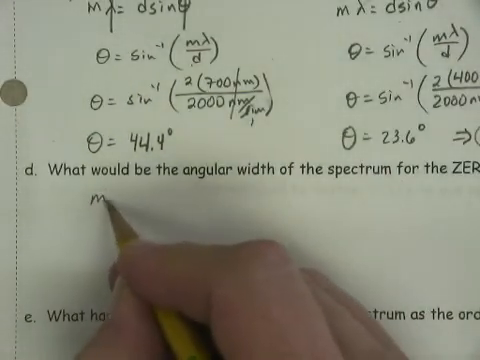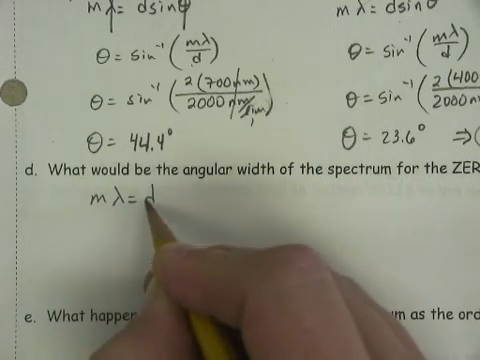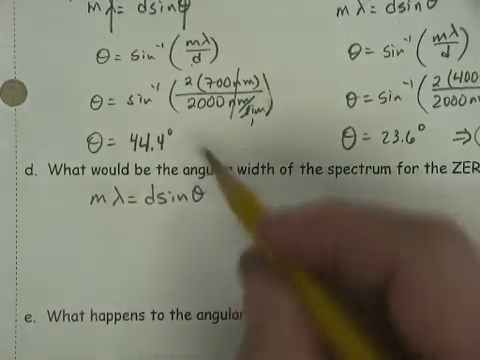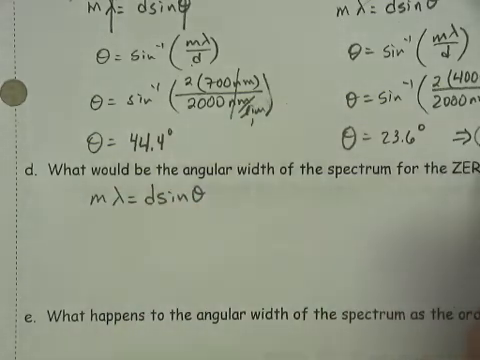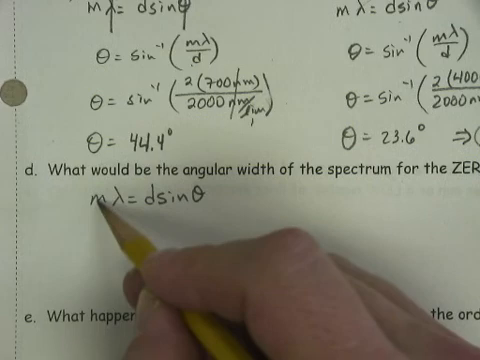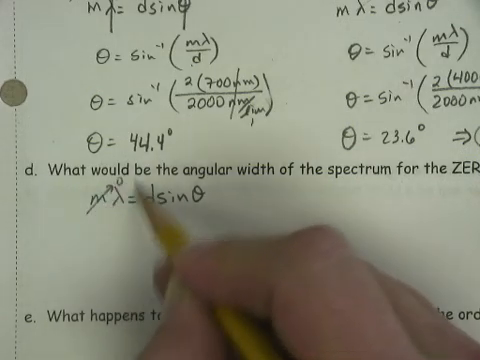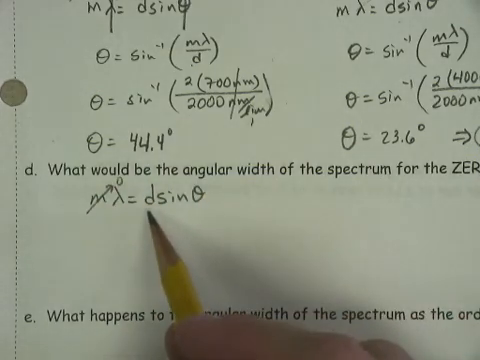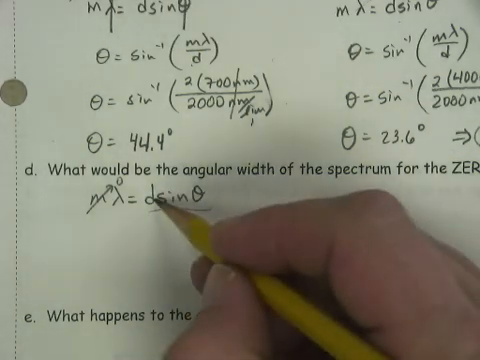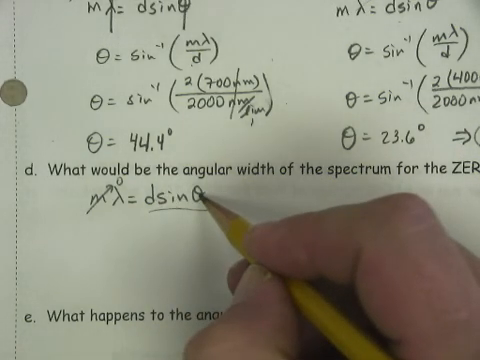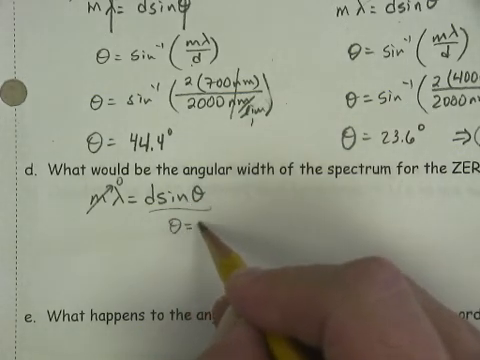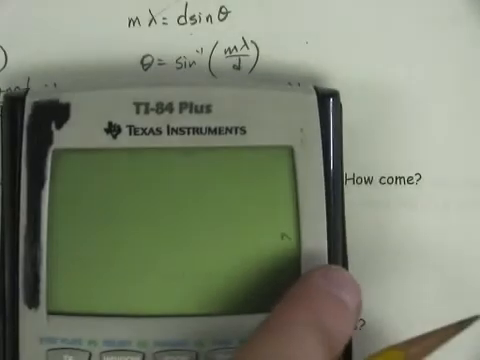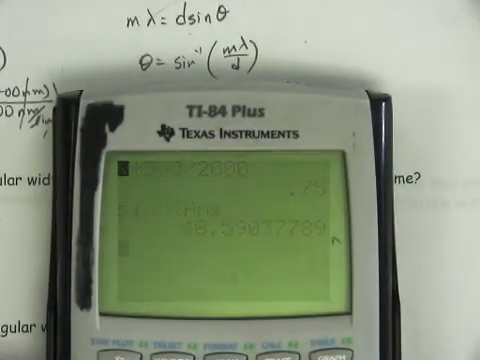So I'm going to go back to the equation we were working with, m lambda equals d sine theta. If I'm dealing with the zero order, then m has to be 0. That means this whole side becomes 0. Well, the only way to make this side 0, because d won't be 0, is to make sine theta equal 0. And to make sine theta equal 0, theta itself has to be 0, because sine of 0 is 0.